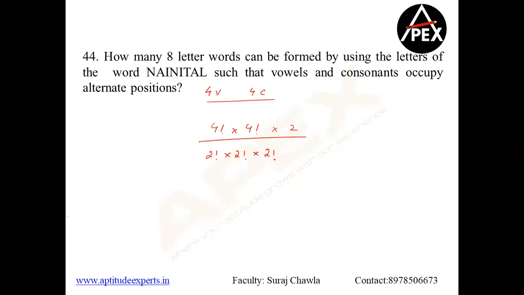Pratyush, because I already explained that 4 vowels and 4 consonants are equal in number. Now, it is going to be vowel, consonant, vowel, consonant, vowel, consonant, vowel, consonant, or consonant, vowel, consonant, vowel, consonant, vowel, consonant, vowel.